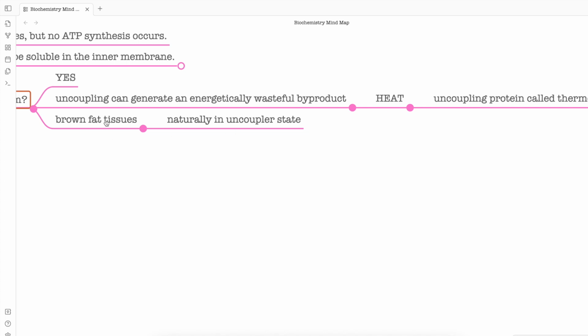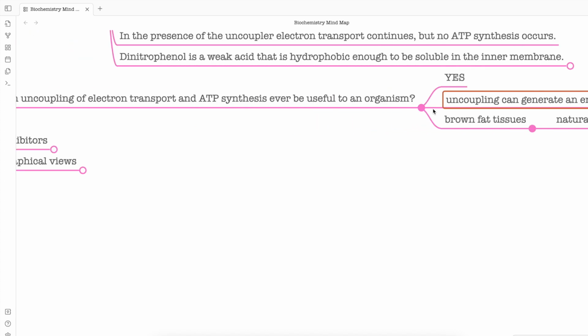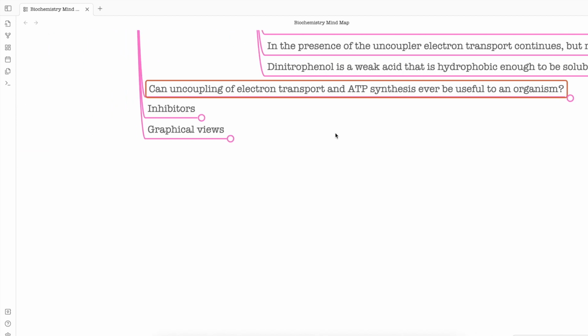These brown fat tissues are generally present in babies, in the baby's shoulder or behind the neck, and these brown fat tissues also contain the thermogenin protein, which is naturally an uncoupler. So ATP synthesis is less in babies due to these brown fat tissues, but heat is more. And these brown fat tissues generally disappear as the baby grows. So that is the thing. I hope that makes sense. So this is the usefulness of uncoupling agents.